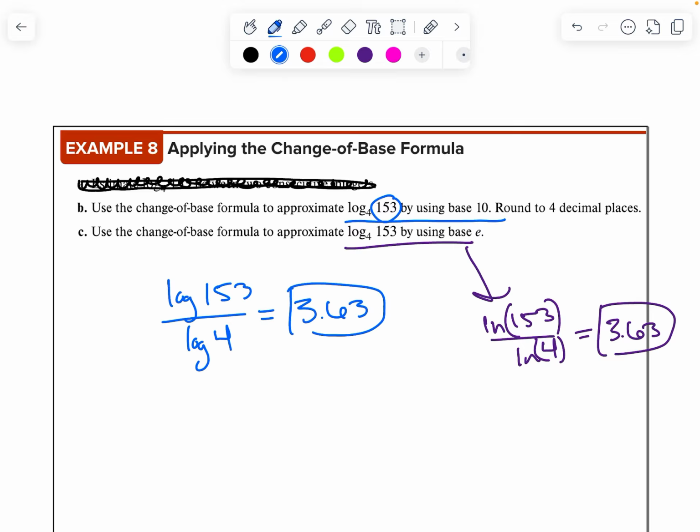In Alex, again, if it tells you to use base 10, that means you're going to leave the base empty. Remember, this is an understood base 10. If it tells you use base E, you're going to use ln. Remember, this is understood base E.